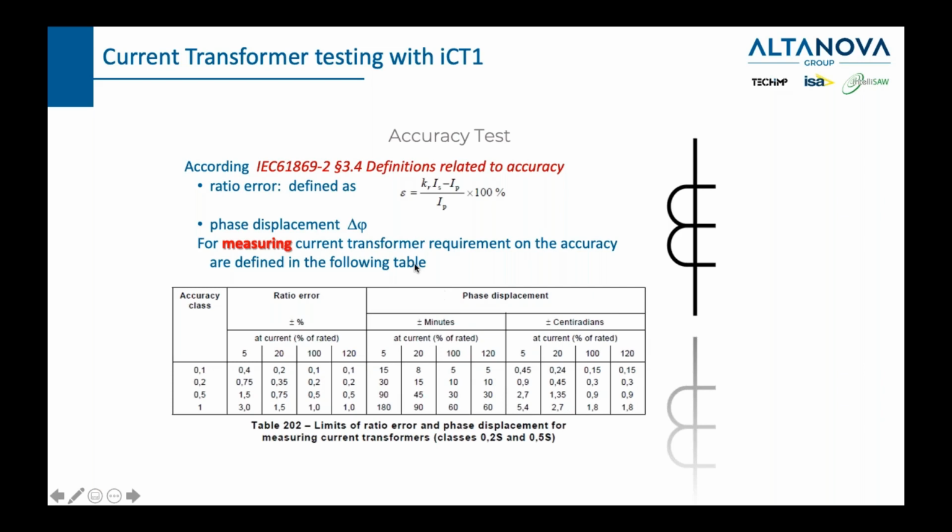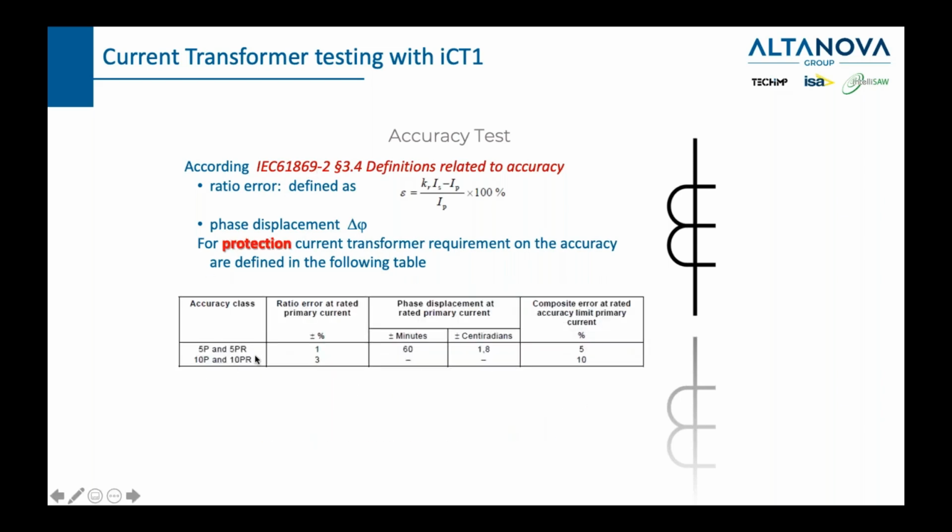So this is for the measuring CT according to the IEC 61869-2. For the protection CTs, we can see that the 5P and the 10P have two different accuracies. So the ratio error at rated primary current is 1% for the 5P, and for the 10P is 3%. So there is a 3% possible error, which can be assigned to a protective CT.